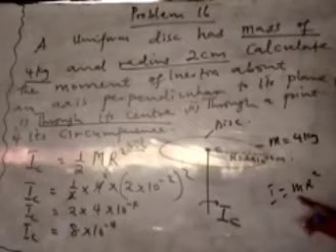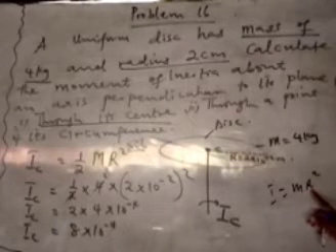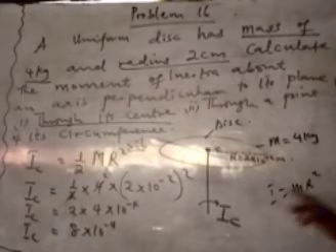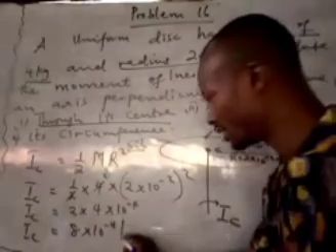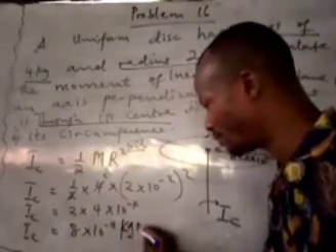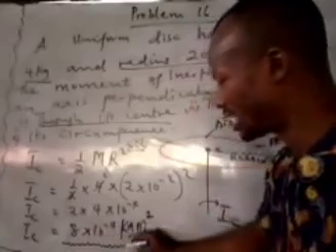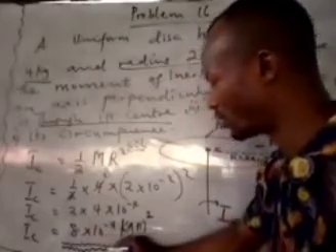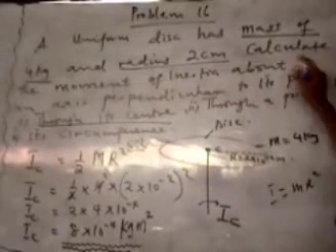So m here stands for mass, which is measured in kg. R here stands for distance, which is measured in meters. So the unit of inertia will be kilogram meter squared. We can write this as kilogram meters squared. So this is the answer for question number 1.